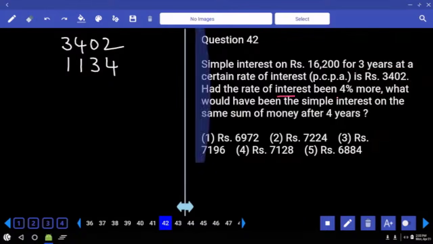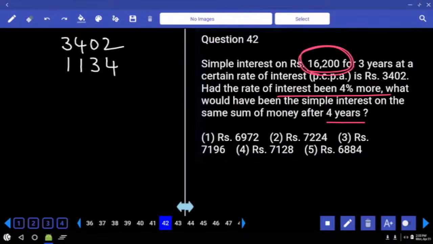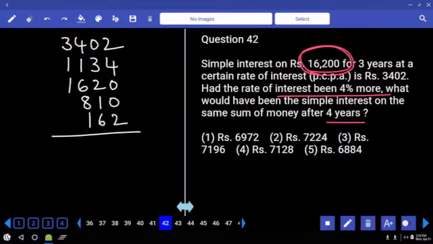But what happened to interest? Increased by 4%. For how many years? So we have to add 16%, right? 16% calculated on principal only. I'll calculate 10%, 5%, 1%. 10% is 1620, 5% is half of this number, 810, and 1% is 162. Last digit 8. How many options? Only one. But before this I did not calculate this one.